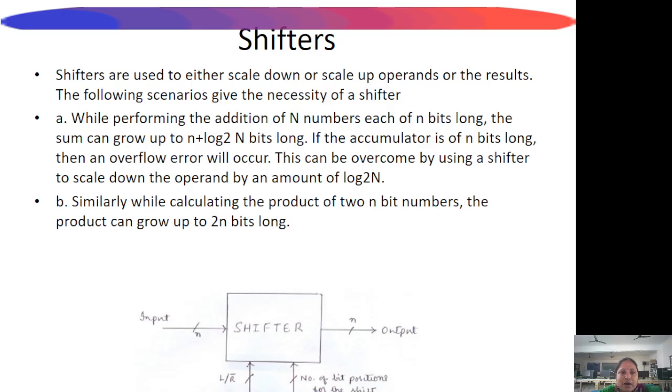Scaling is applied to avoid overflow errors. Similarly, multiplying two n-bit numbers can produce a 2n-bit result. Shifters help manage this increased word length. They are also used in normalization operations. Shifters improve numerical stability, and proper scaling ensures accurate DSP computations. Thus, shifters are essential for safe and reliable processing.